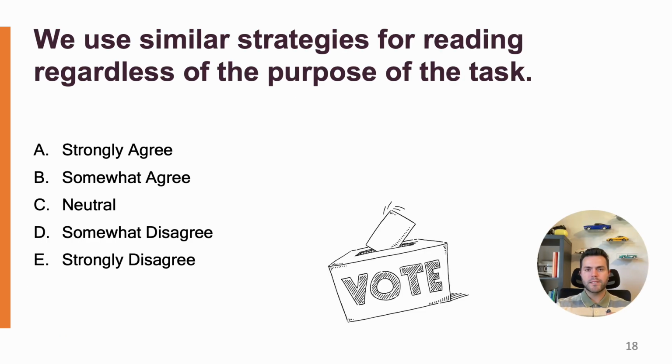All right, let's pause for a moment and think about this statement together. We use similar strategies for readings regardless of the purpose of the task. What do you think? Do you agree with this idea? Or do you think the strategies we use change depending on why we are reading? For example, do you read the same way when you're trying to enjoy a novel versus when you're scanning a report to find one key number? So, I'd like you to take a moment and choose one of the options below. You may also share your response in the chat or in the comments on YouTube.